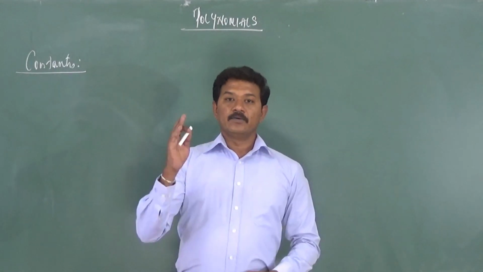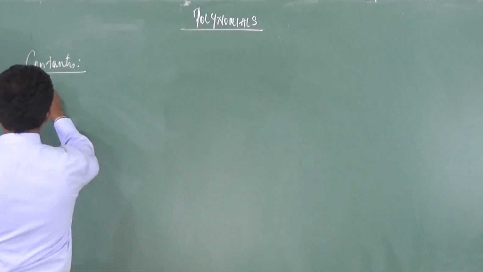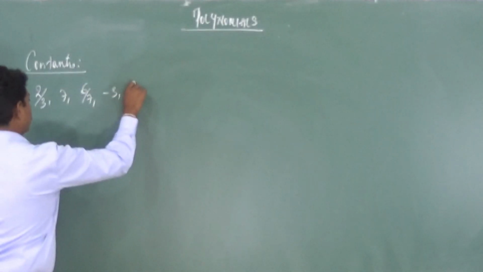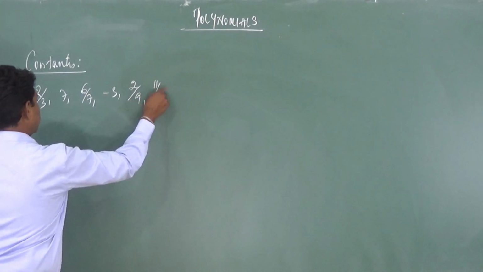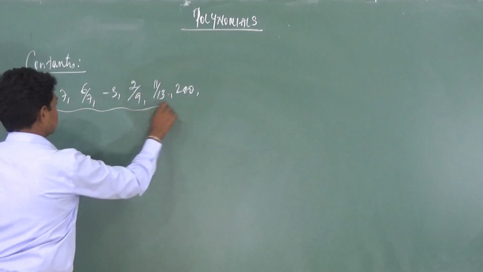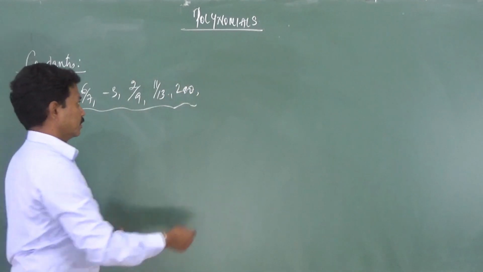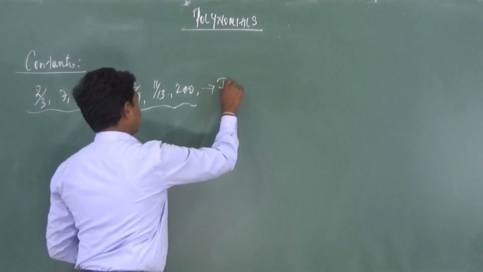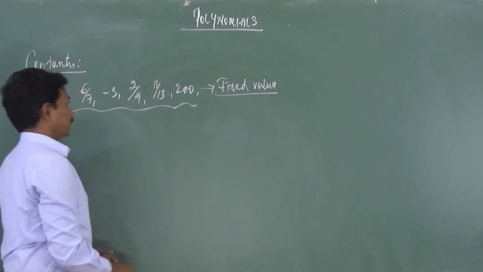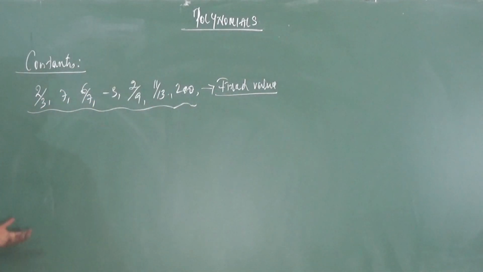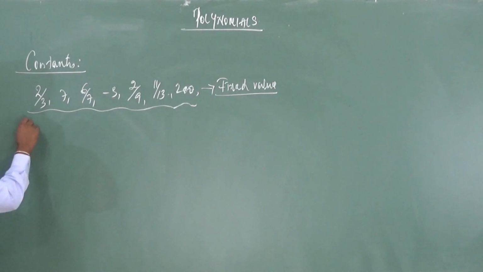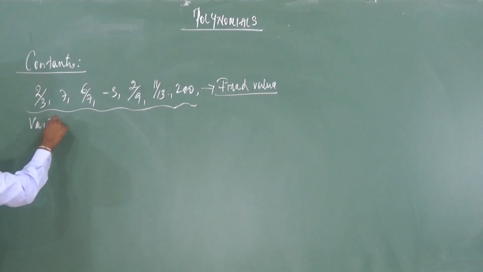So what is a constant? 2 by 3, 7, 6 by 7, minus 3, 2 by 9, 11 by 13, and 200. These are all constants. They have a fixed value. The value does not change. Right? The constant's value will be fixed, it won't change.